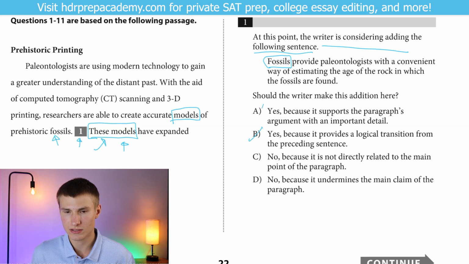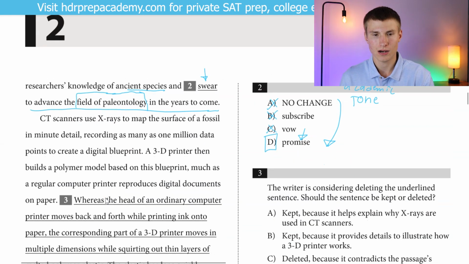So we don't want to add this. We don't want to add it because it's not directly related to the main point of the paragraph. It's not undermining any claim, so that's going to be incorrect. So we know our answer there's got to be C. All right, let's go ahead and keep moving.